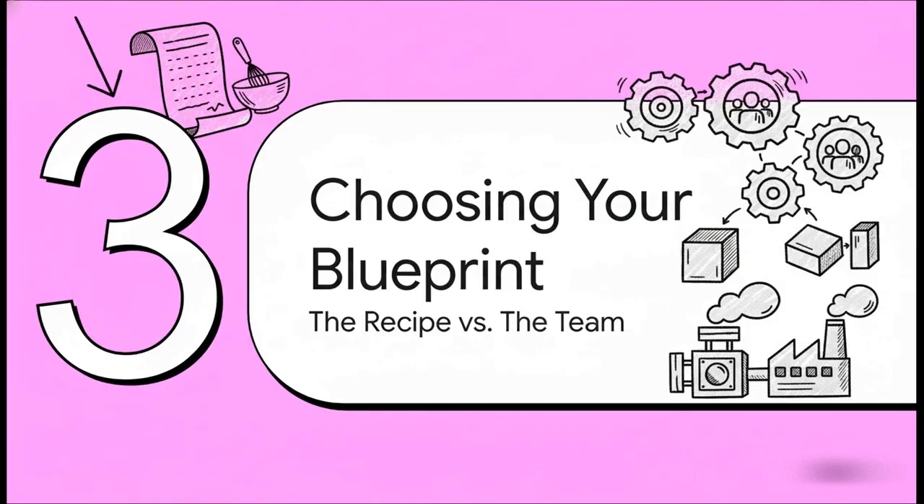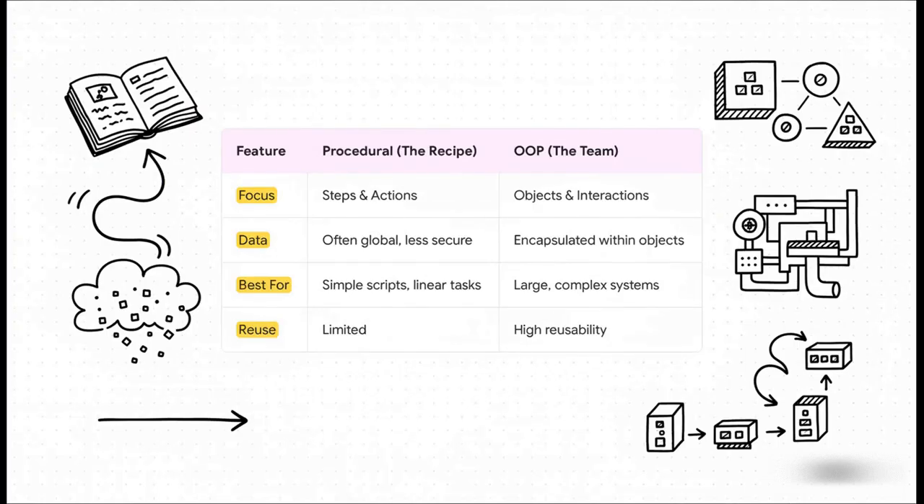So this brings us to the crucial question. Which blueprint do you choose? When do you go with the simple, straightforward recipe? And when do you call in the powerful, but more complex team? Let's put them head to head. You can see the difference right away. The procedural recipe is all about the steps and the actions. OOP, the team, is all about the objects and how they interact.